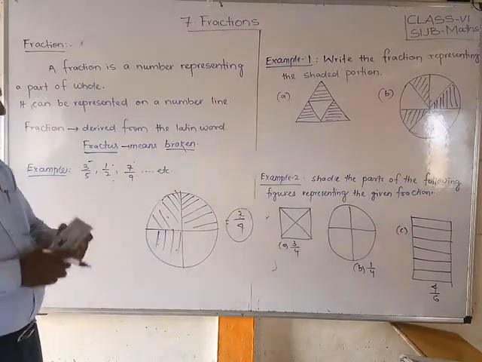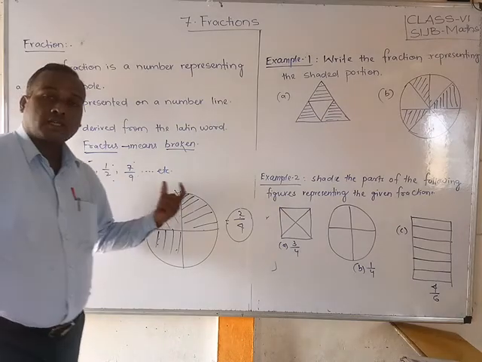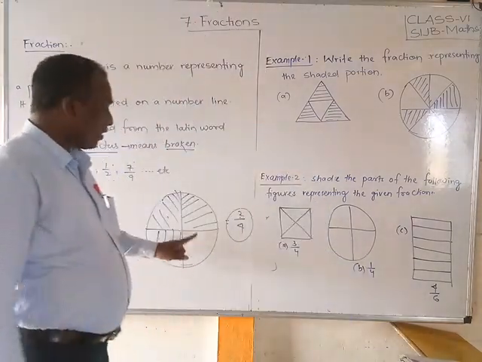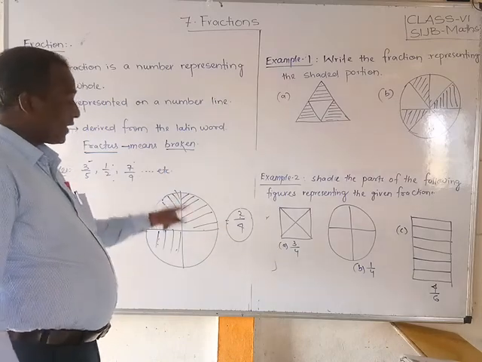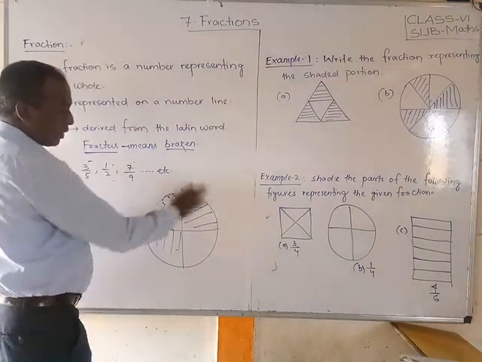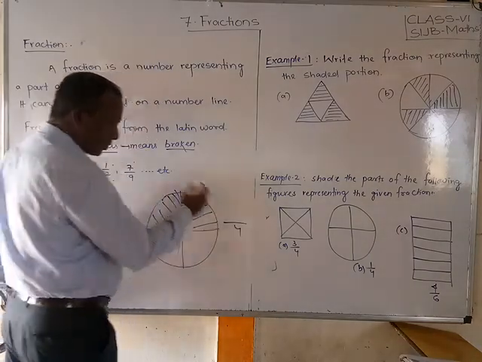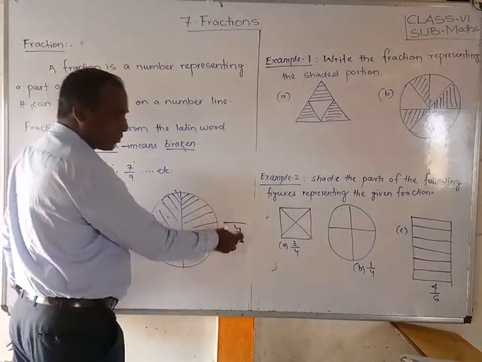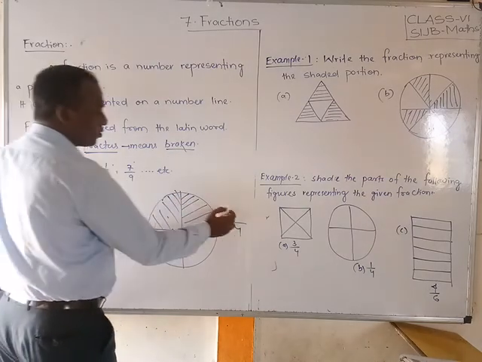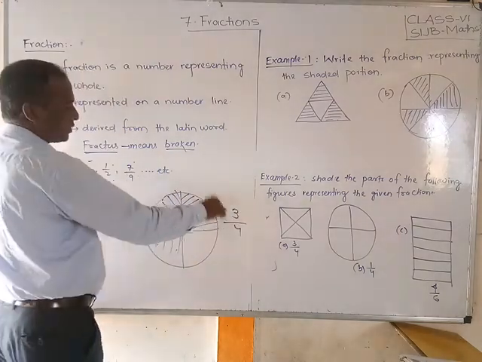What is the fraction of the shaded portion? I asked about the shaded portion, not the unshaded. Unshaded would be 1 by 4. But what is the fraction of the shaded portion? The total number of parts is 4, which you put down below. And which part are we asking about? The shaded part: 1, 2, 3. So 3 out of 4 parts.